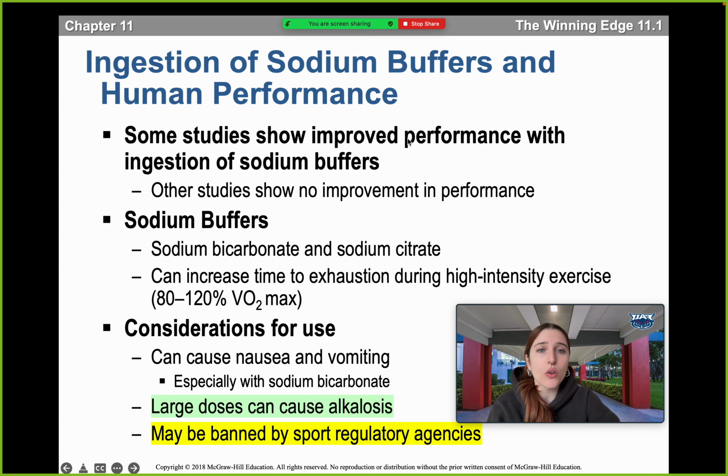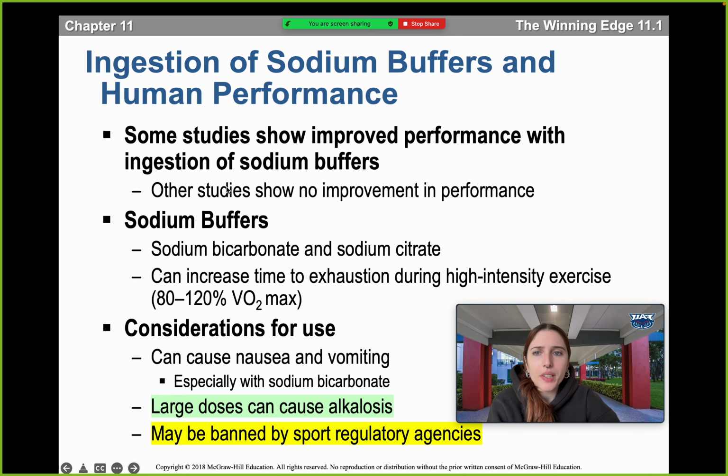So some studies show that, yes, it improves performance. Other studies show no improvement in performance. Okay, so we're talking about sodium buffers here. Sodium bicarbonate is literally baking soda. So we're talking about ingesting baking soda or other things similar to that. The theory is if you ingest more bicarbonate, more buffer, then you're putting that into your bloodstream and you're able to buffer acidity better. So that's the theory behind using this as a performance enhancing drug. Not drug, but method, whatever.